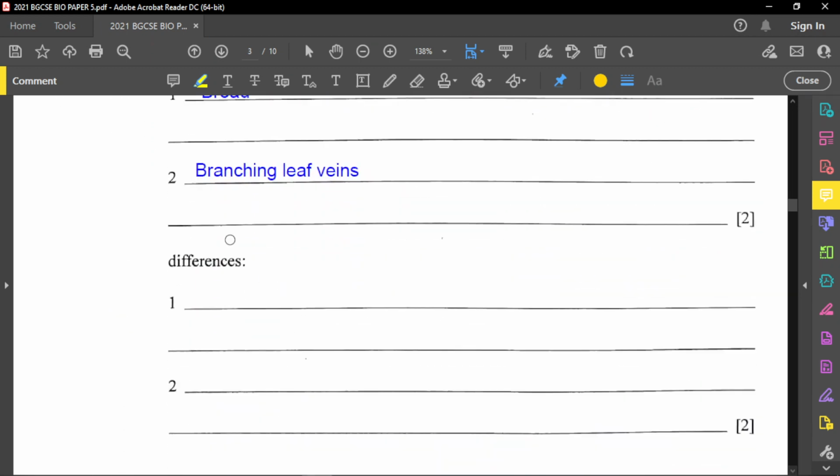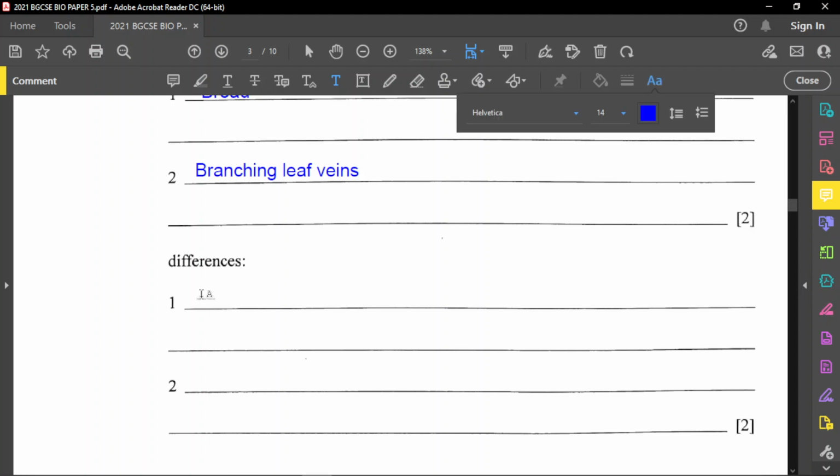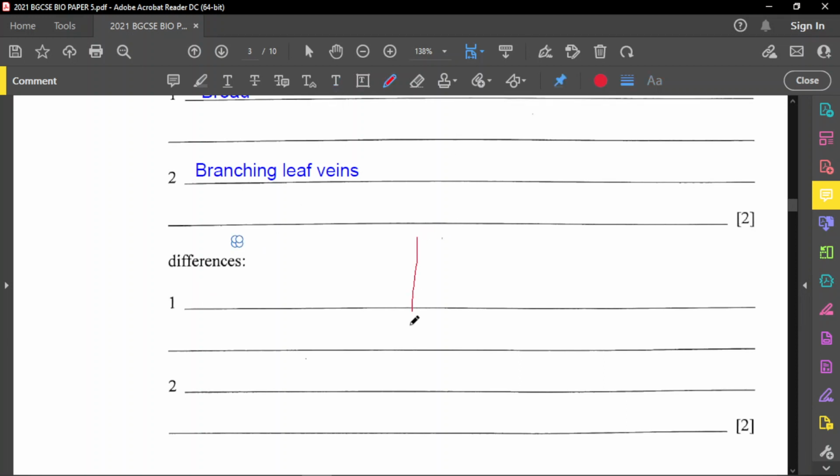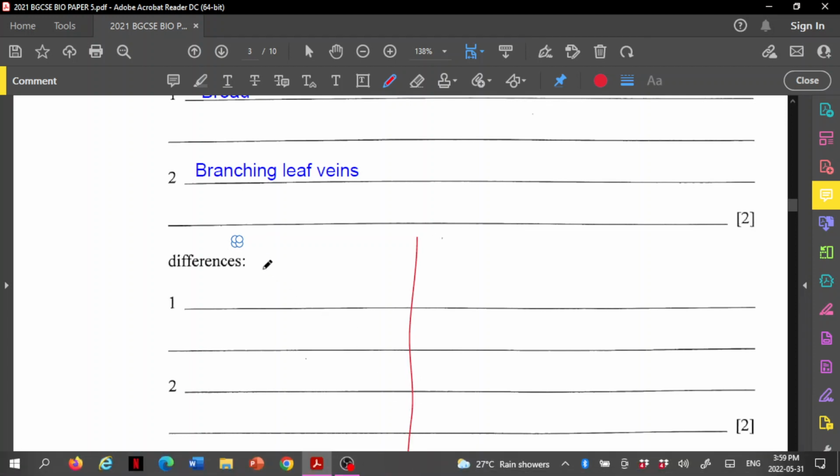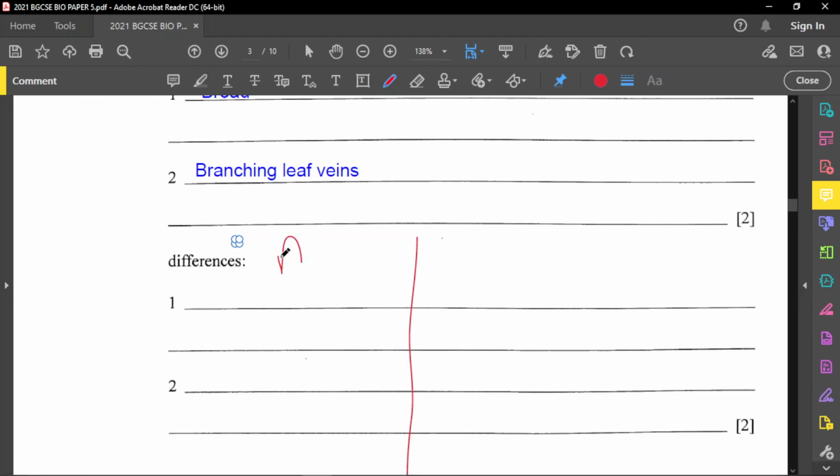One of the differences, as I mentioned, is for leaf A. Let me do something here to make life easier for me. Let's put leaf A right here and leaf B right here, just to make the differences clearer. I like to put differences like that, even though you can do it in sentences, which is also fine.